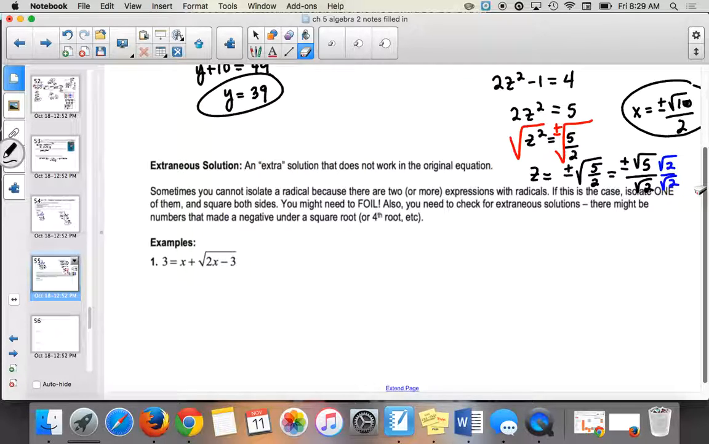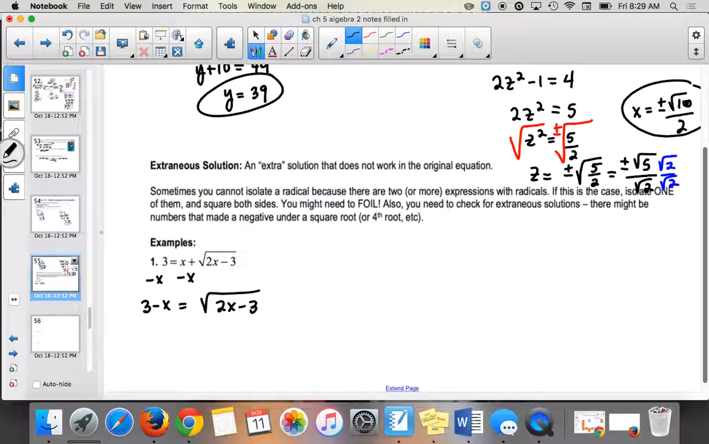But it also happens with, do you guys see how this one, number 1, is different than what we've done before? Do you see how there's an extra x here? So if there's an x in the part that you're foiling, you'll see. So I'm going to subtract the x over, and then I have 3 minus x equals the square root of 2x minus 3.